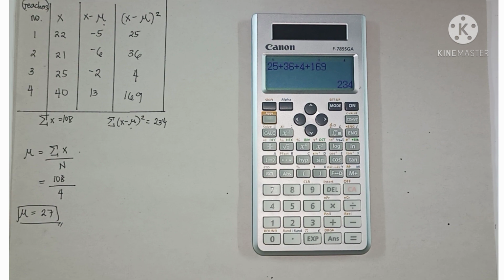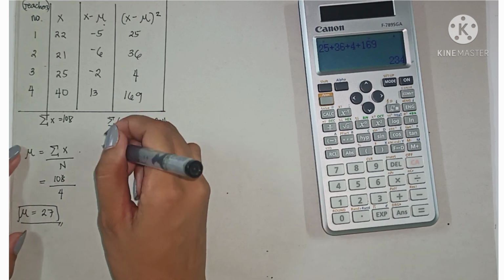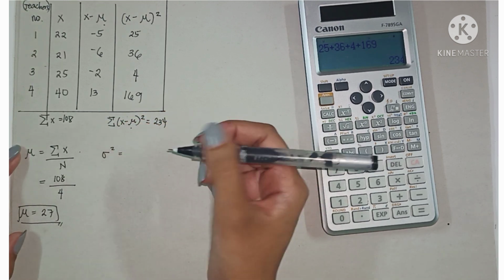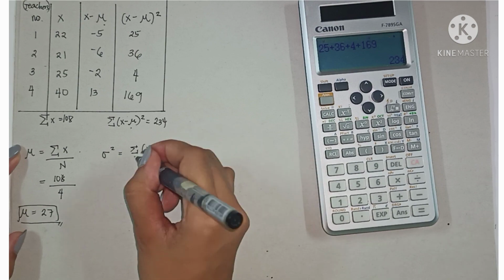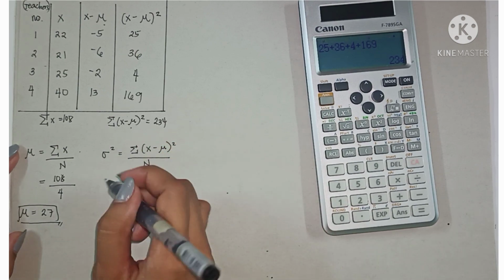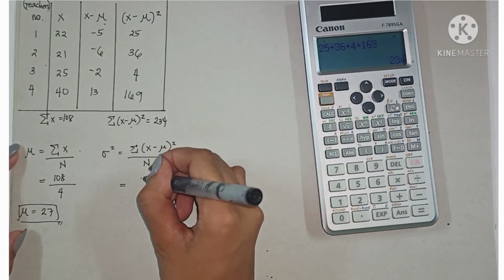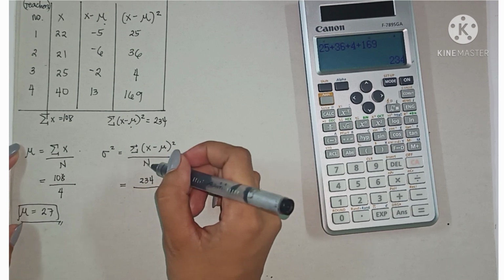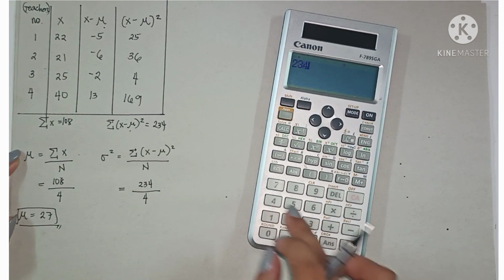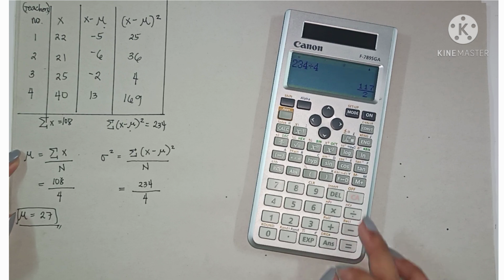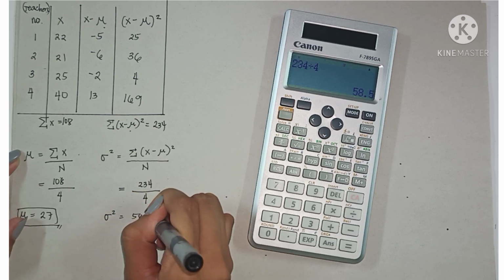Okay, so next is, hanapin na natin ano yung value ni variance, ano yung value ni standard deviation. So, for the variance, sigma squared is equal to, the formula is the summation of x minus mu squared over n. Okay, so just substitute kung ano man yung nakuha nating summation. Summation of x minus mu squared is 234, then divided by, ang n natin or the population size is 4. So 234 divided by 4 and that is equal to 58.5. Okay, so our sigma squared is equal to 58.5.